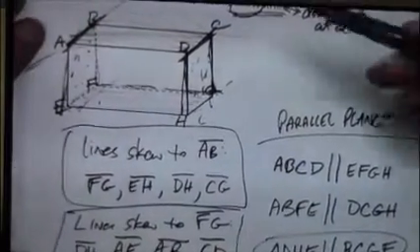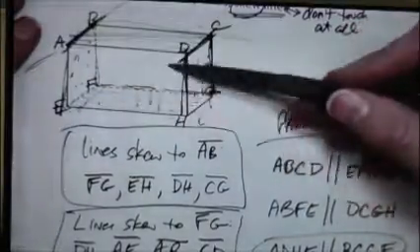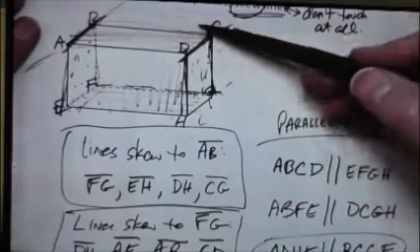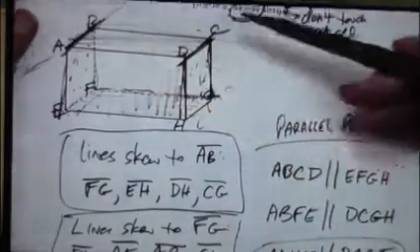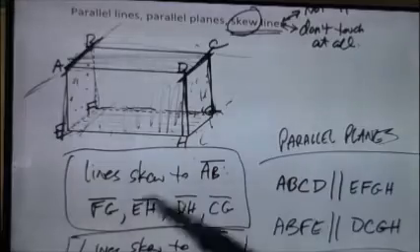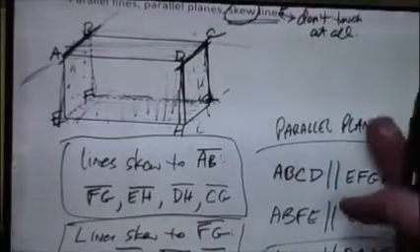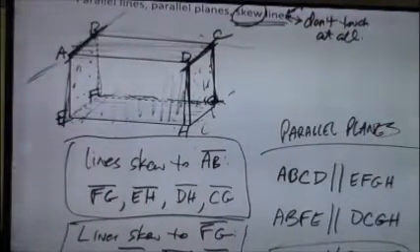So A to D to H to E, you think about that as the front of the box, and then B to C to G to F, that's the back of the box. Those are parallel too. They'll never touch each other, right? So what you have then are three sets of parallel planes. That covers all six sides for this. So it's a concept I just want to make sure everybody is good and comfortable with.